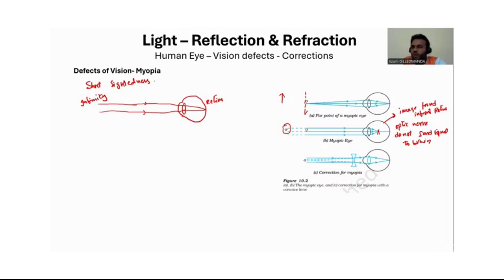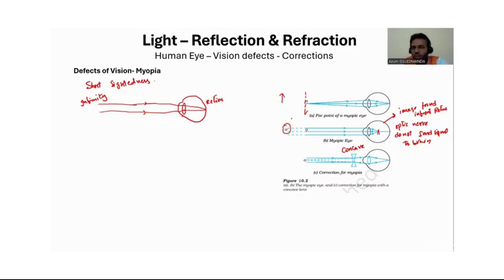So what to do about this? As technology has evolved so much, scientists have invented the concept of wearing spectacles. So how can we correct that? This defect of vision can be corrected by placing a concave lens in front of our eye lens, in front of our eye. What does a concave lens do? A concave lens basically diverges the light rays, right?